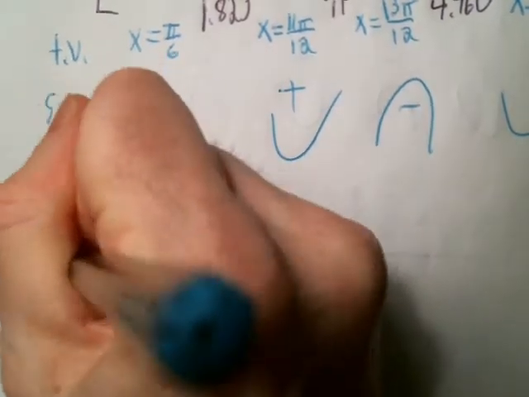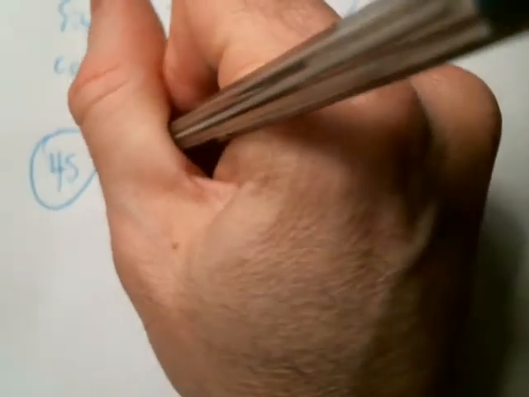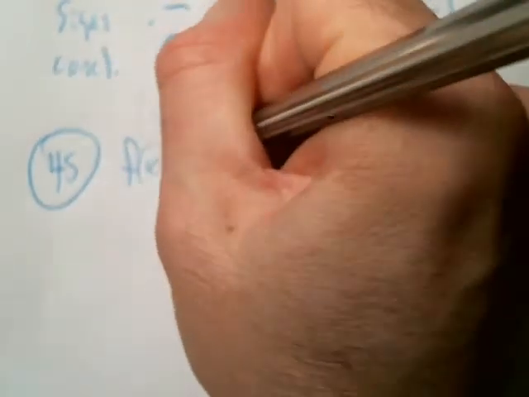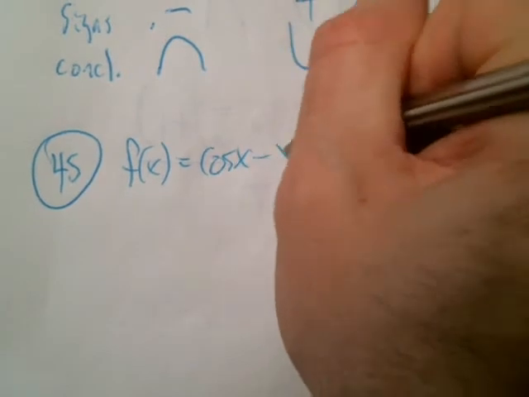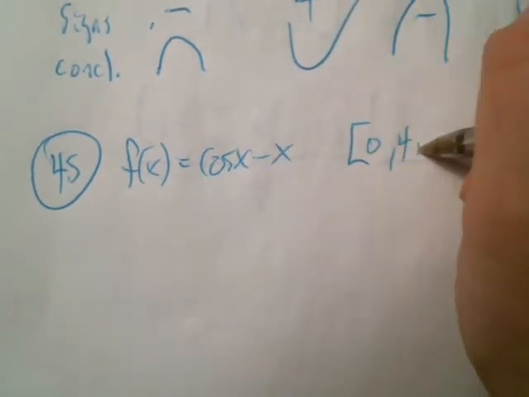45. Let me scroll over. What are we doing? Second derivative test. 45 is f of x equals cosine x minus x on 0 to 4 pi.